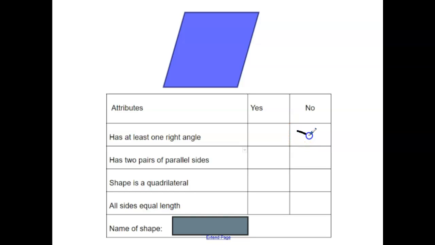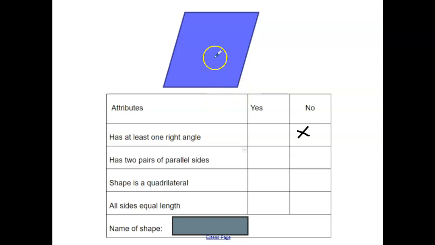And the reason it doesn't have any right angles is because, look, none of the angles or none of the sides are perpendicular to each other. So I would put my X in the no box to show that this polygon doesn't have any right angles. The next question that is asked, read it with me. Does this shape have two pairs of parallel sides? Let's see. Okay, so here's one side. Is its opposite side parallel? Is it facing the same direction, and will it always stay the same distance apart?